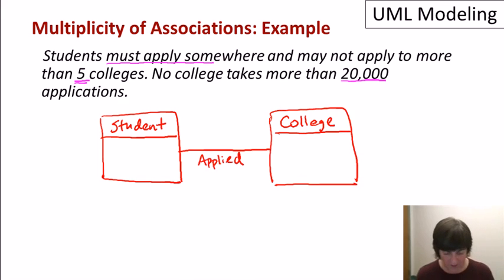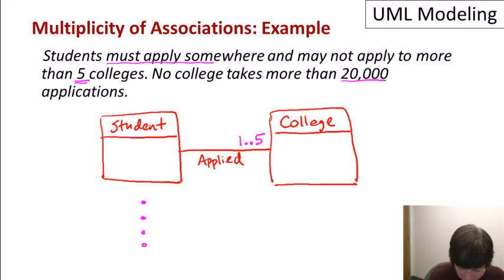So let's think about how to specify our multiplicities for this. So to specify that a student must apply somewhere but cannot apply to more than 5 colleges, we put a 1..5 on this side. It really takes some thinking sometimes to remember which side to put the specification on. But that sort of gives us the fan out from the objects on the left to the objects on the right.